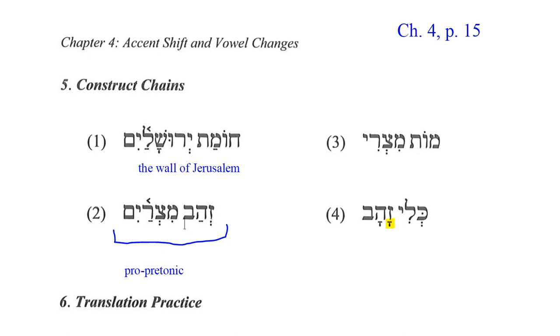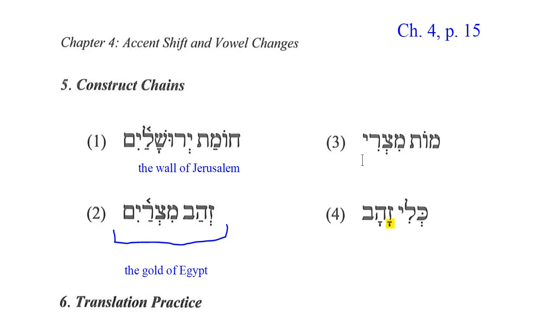So it's Zahav Mitzrayim. This is the construct. And so we have gold, and we have Mitzrayim as Egypt. Since Egypt is definite, gold is also going to be definite. The gold of Egypt. Okay, let's look at number 3. We have Mot Mitzri.